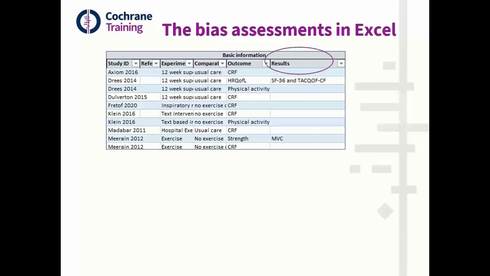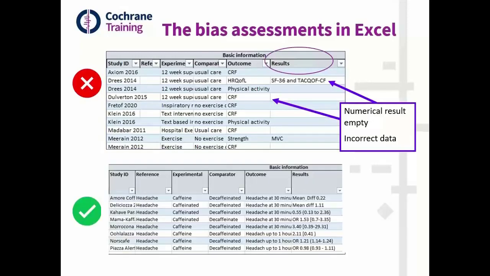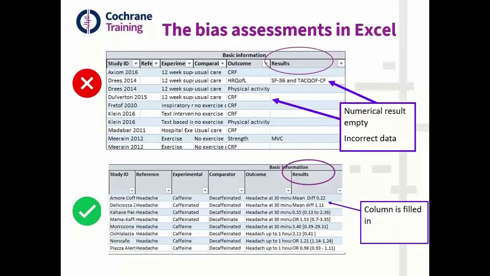And here it's really clear to see in this results column that the authors haven't put in the result that they're assessing. So if we don't know what result they're assessing, it's difficult as peer reviewers to see if the bias they've reported actually matches up. So what we'd like to see is a version like this, where you can see a result. You can see here that this column, the results column, is completely filled in, and you've got a numerical result there.